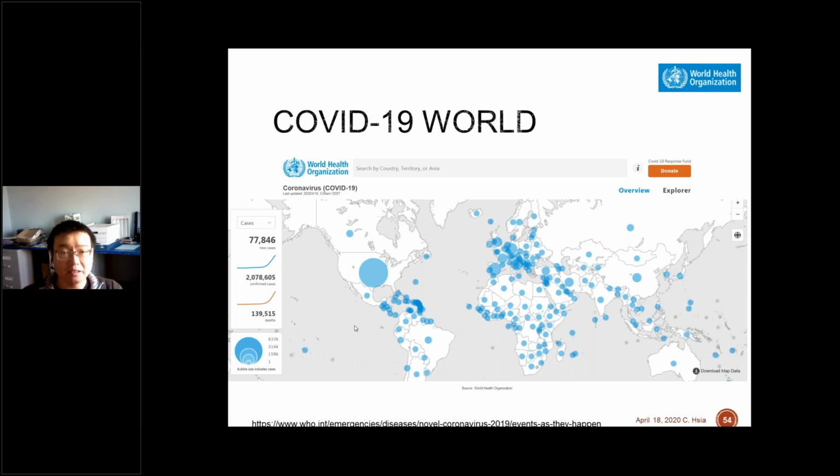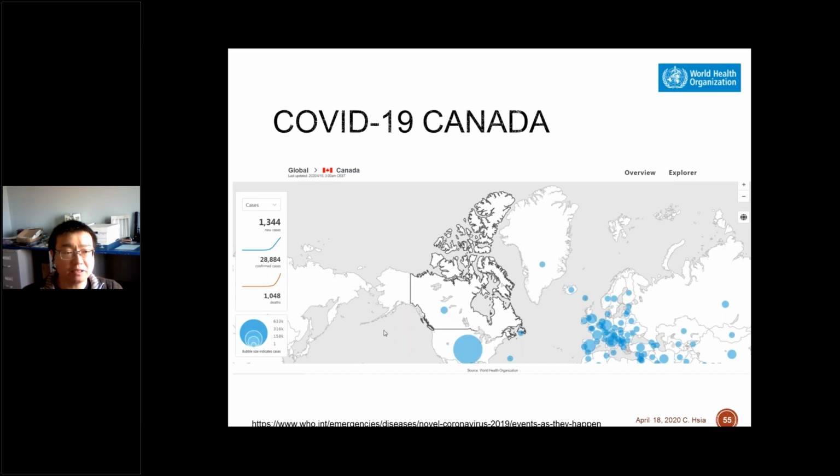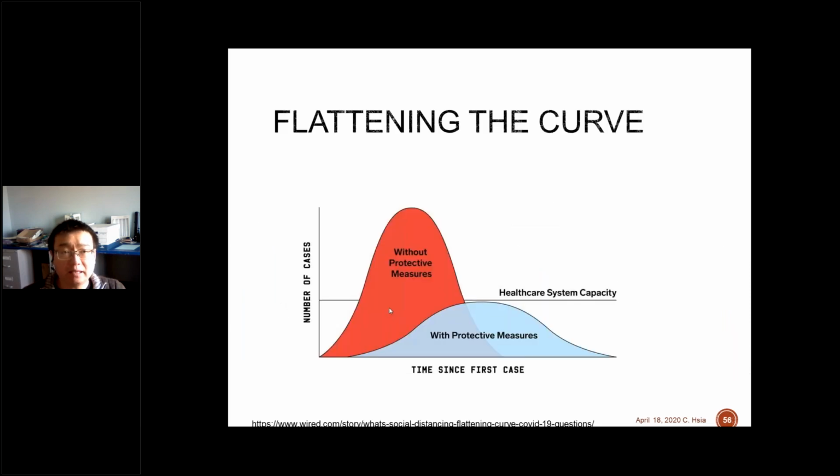In Canada, as you know, we're not immune. We also have a number of cases in Canada. In total, as of yesterday, we're up to 28,000 and more. And the number of new cases in one day has been over 1,300, and number of deaths over 1,000. So this is truly a pandemic. And you might have heard of this term, which is trying to flatten the curve.